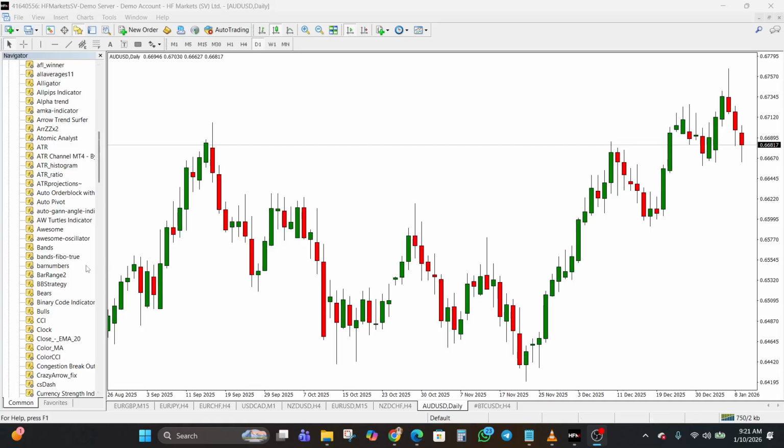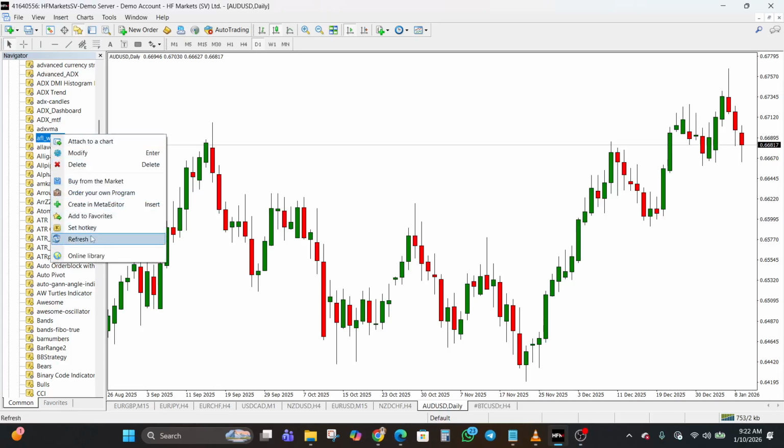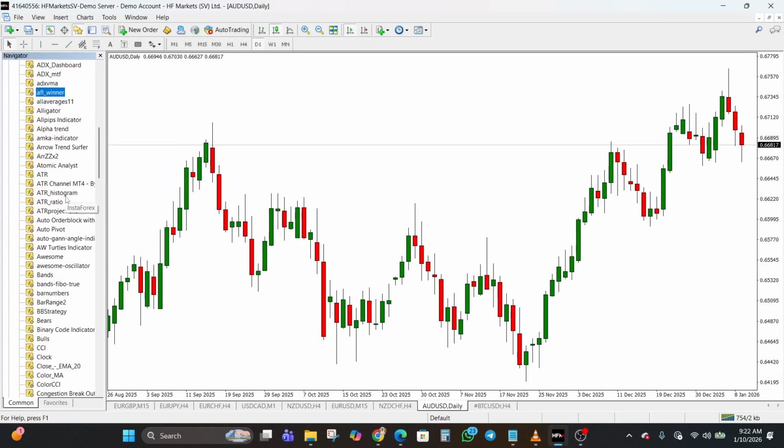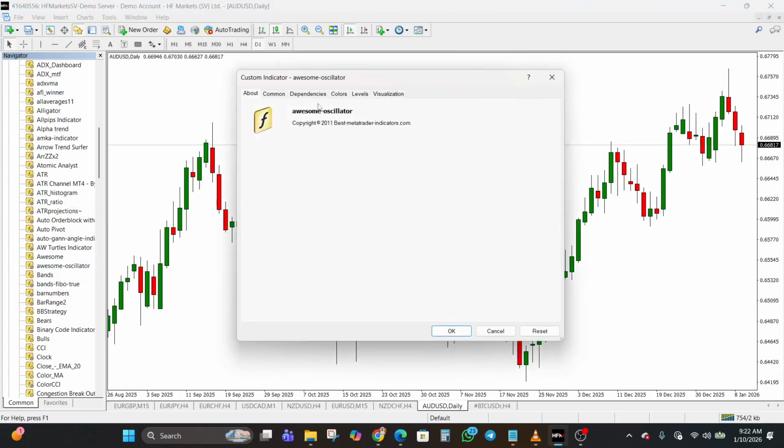Alright, after you must have downloaded the indicators and added them to your indicators folder, you head on to your MT4 or MT5 platform, go to your navigator, right click and refresh. If it doesn't show up here, then just restart the terminal. After doing that, you drag and drop your Awesome Oscillator to the chart. Ensure that the Allow DLL Imports box is checked.